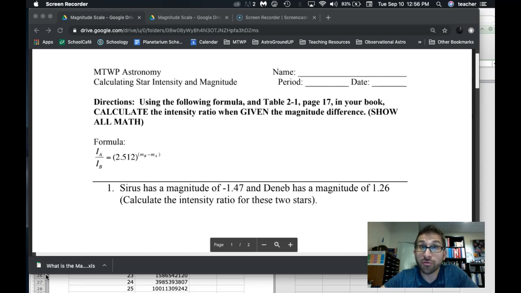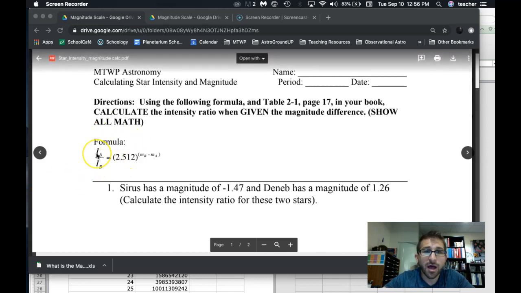I'm going to go over both the formulas. There is one formula on the front that looks like this, and I'm also going to go over one practice problem for each one. Before I get started, I'd like to just describe the formula. It looks very ominous. It looks very hard to describe. As you can see here, we have this IA over IB. These are the intensities of two different stars, and that will be equal to this number, 2.512, to the power of the magnitude difference between these same two stars.